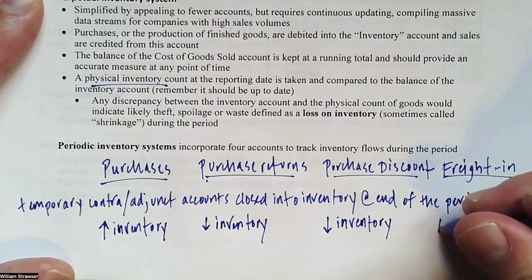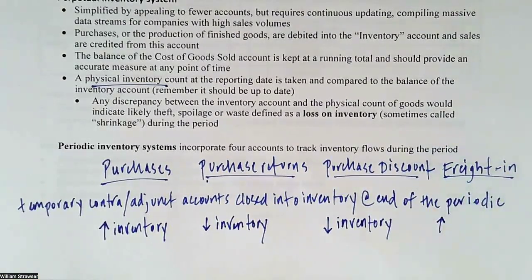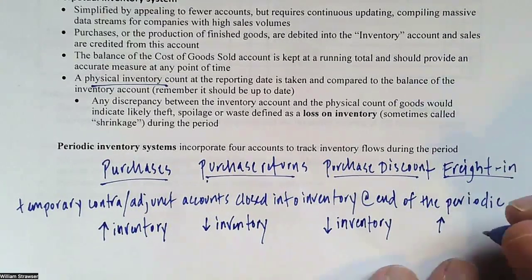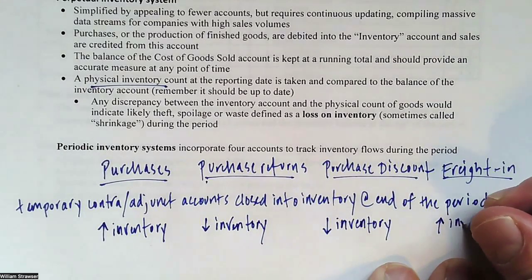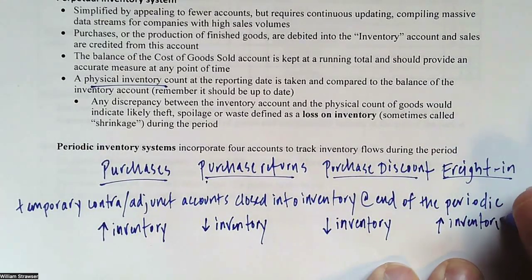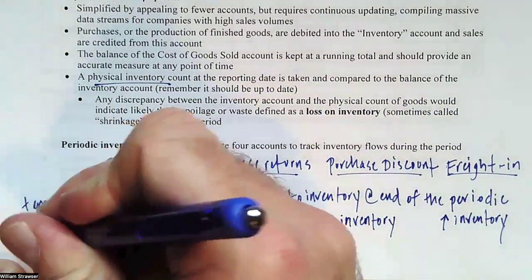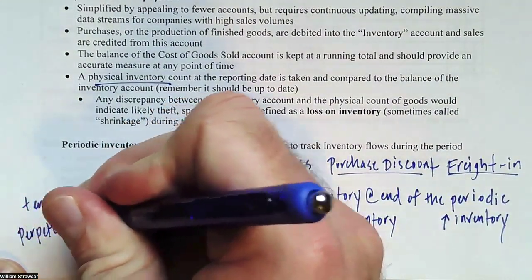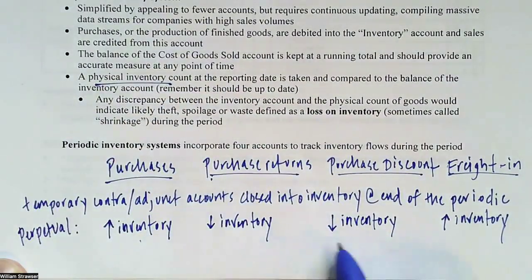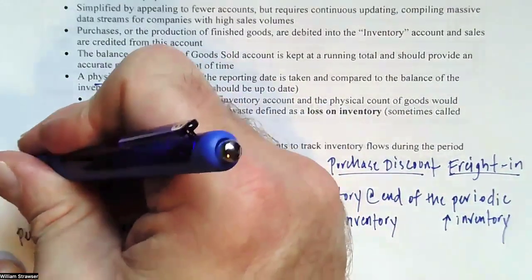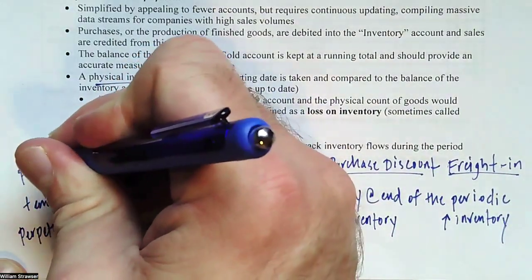And then freight in, because it cost us some money to bring that inventory to our place of business to sell it, this would increase the amount of inventory. We would debit inventory under a perpetual system. So this is what happens under the perpetual system. Increase, decrease, decrease, increase. This is what would have been done under the periodic system.